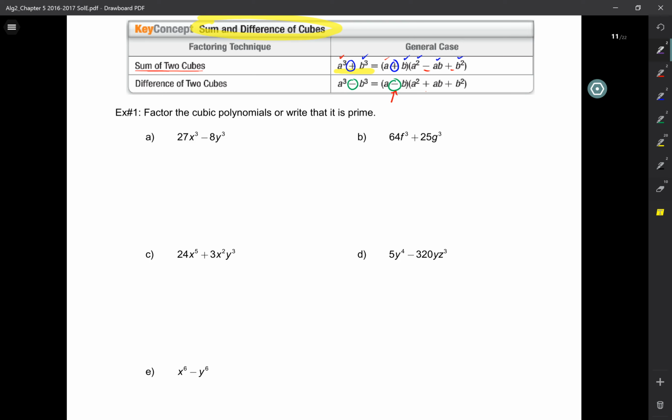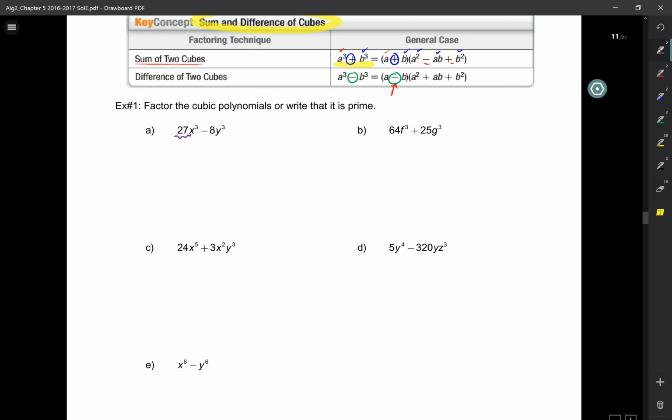Look at this one, 27x cubed minus 8y cubed, okay? So these are perfect cubes. Now, let's find the factored form of this. So basically, first we're going to do a minus b, right? What's the cube root of this first one? What's the cube root of 27? So what number do you multiply by itself 3 times to give you a 27? It's 3. And what's the cube root of x cubed? Just x. Okay? So x cubed just becomes x.